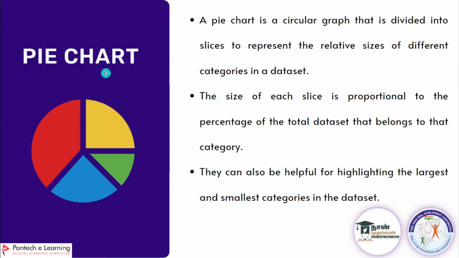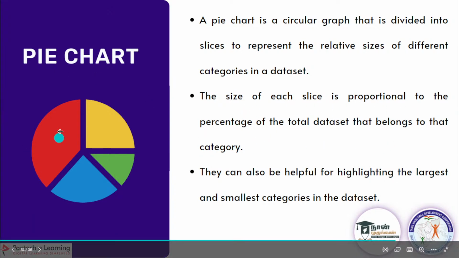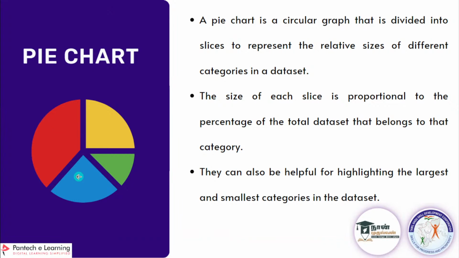And next will be the pie chart. A pie chart is a circular graph that is divided into slices. It represents the relative size of different categories in a data set, and the size of each slice is proportional to the percentage of the total. So it is like a total of 100%. For example, this will be 40%, this is 30, this is 20, and that way.